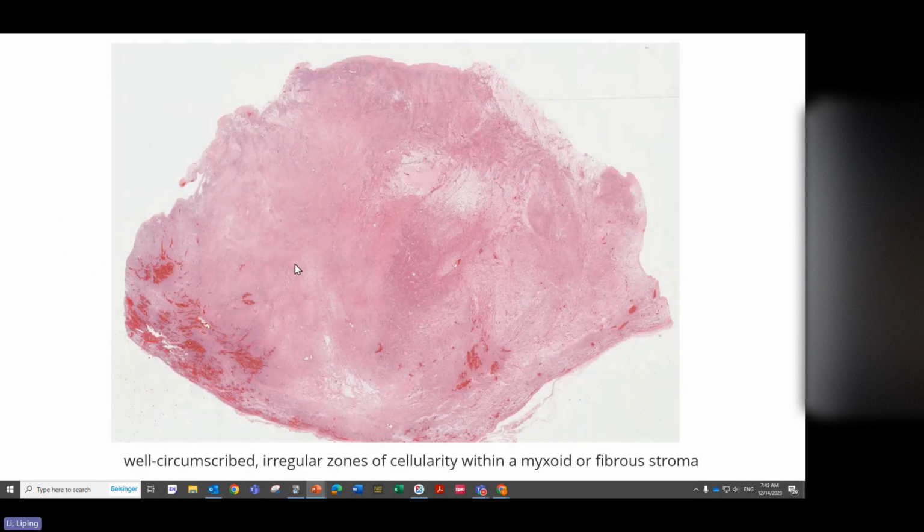So you can see we have a hypocellular area and also a hypercellular area. And even in this low power, you can see this fascicular growth, smooth muscle forming really long myoid bundles for this entity.